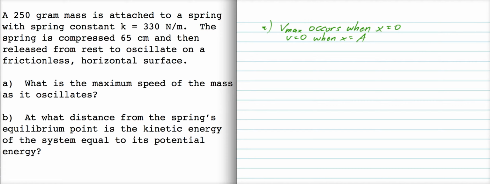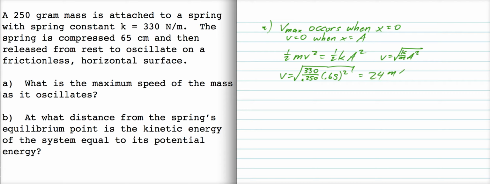When we're passing through x equals 0, that's when all of the energy is kinetic and none of the energy is potential, okay? So we set 1/2 mv squared equal to the entire mechanical energy, and we leave out the 1/2 kx squared on the left-hand side. So if we solve for v, we get v is the square root of k over m times a squared. And when we plug in the values given, that's 330 over 0.25 kilograms multiplied by 0.65 squared. That works out to be 24 meters per second.